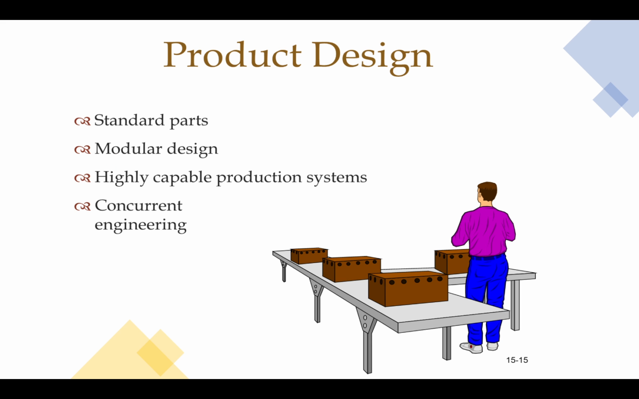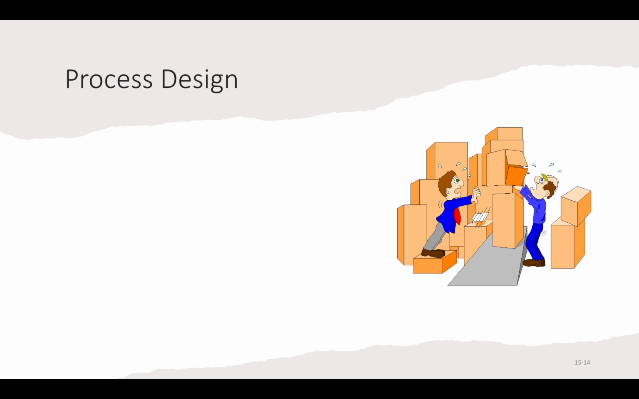Next one is concurrent engineering practices. We have discussed this in the product design chapter also, wherein the designers as well as the operations people are going to coordinate with each other while finalizing the design of the product, because the product design should be in accordance with the capability of the operations department. Next is process design.